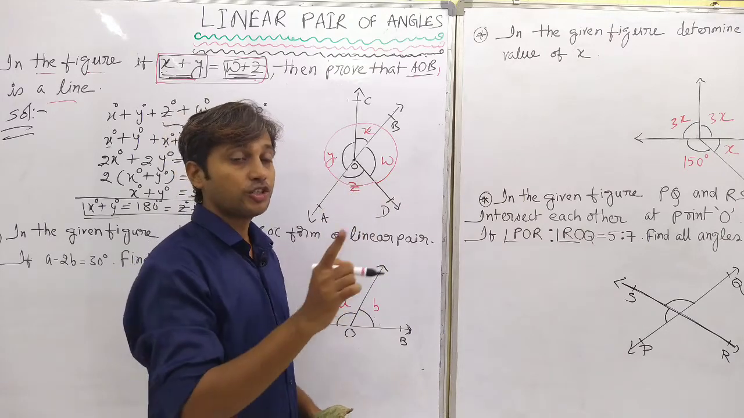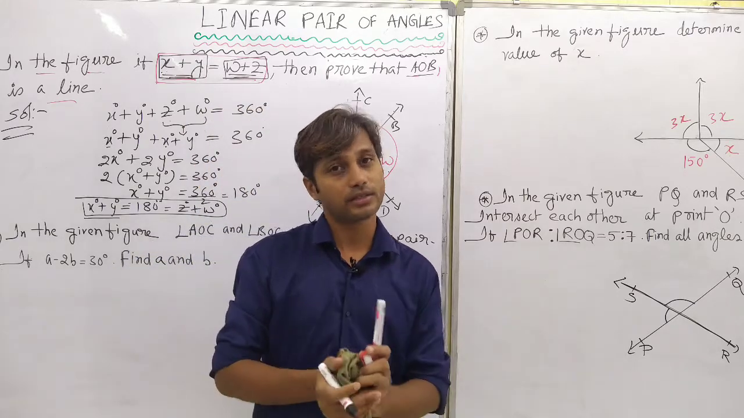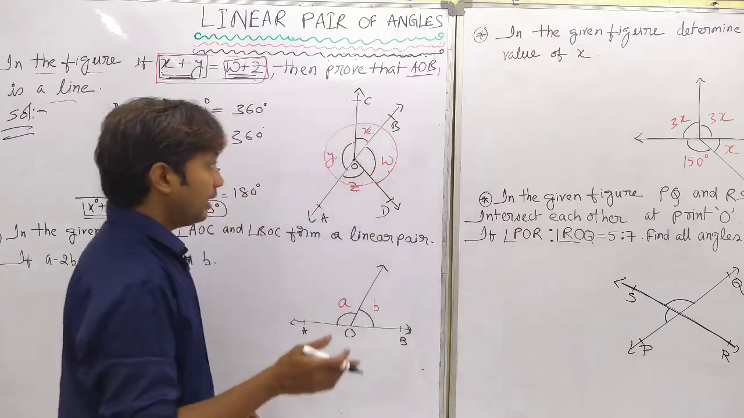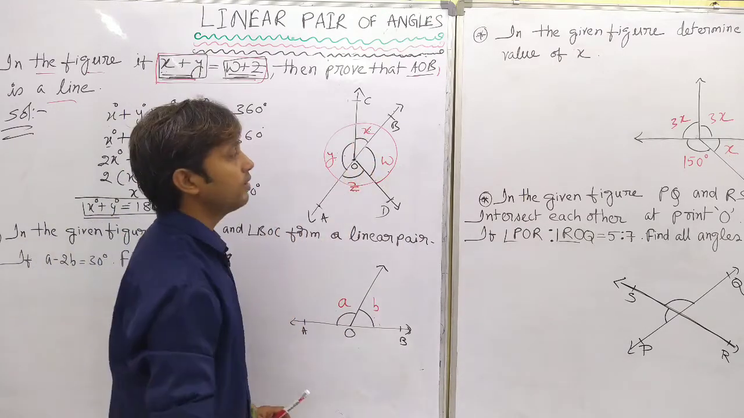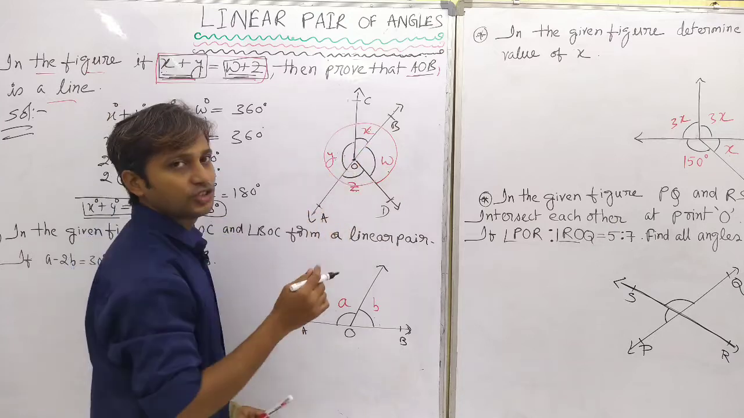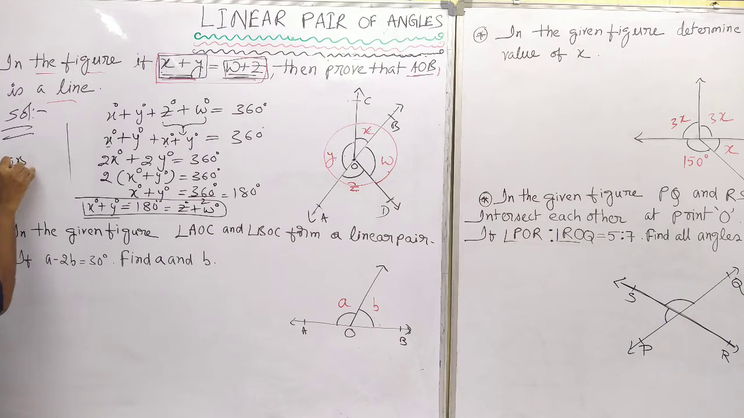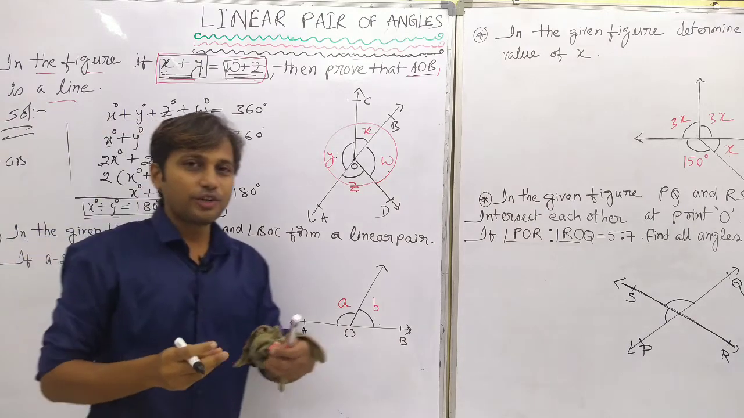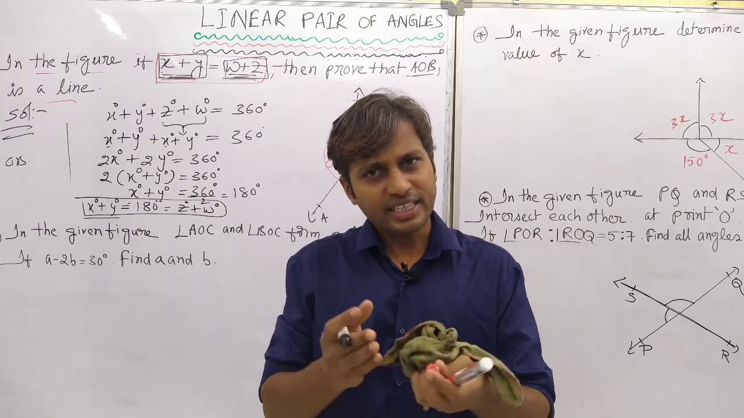So that means w plus z is also representing a linear pair of angles. Got it? So when they are representing a linear pair of angles, that is possible only when it is a straight line. So what can we write here? AOB is not an association of two different rays. It's a single straight line.